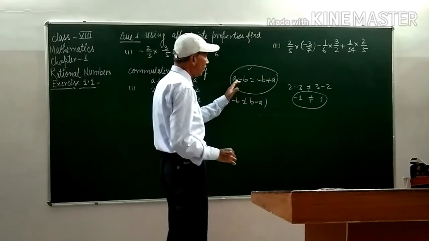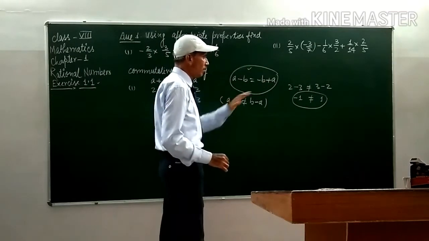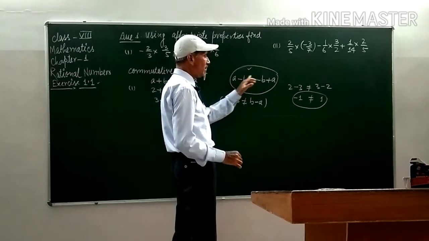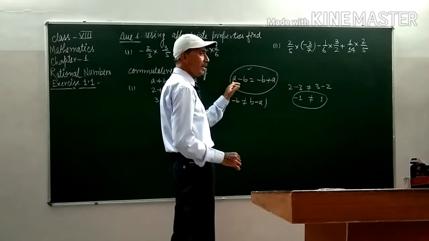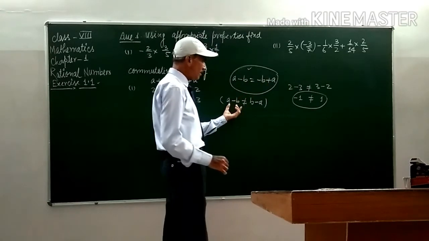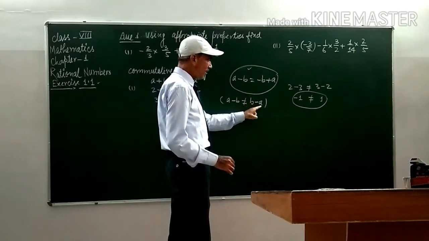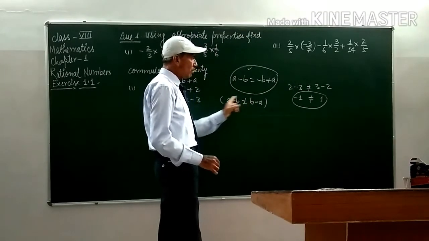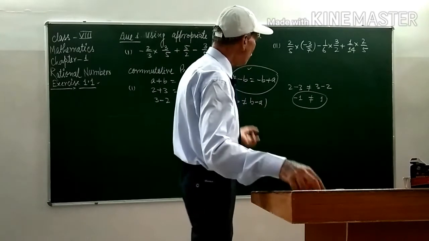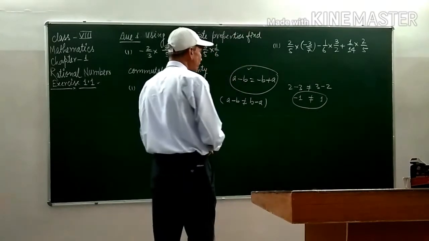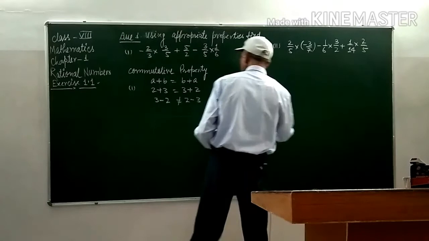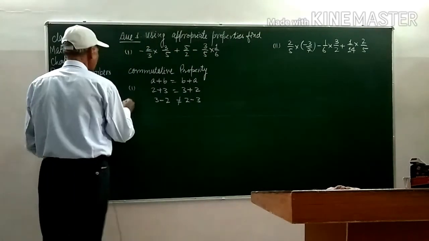Again, understand this example, students. Here we wrote a minus b is equal to minus b plus a. It means the numbers are the same: here is minus b and also here is minus b. Here a is positive and here a is positive. But in this case, b is positive but a is negative, so these are different. So subtraction is not commutative for rational numbers. Clear student?